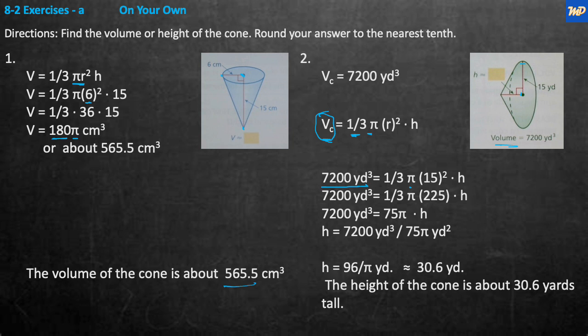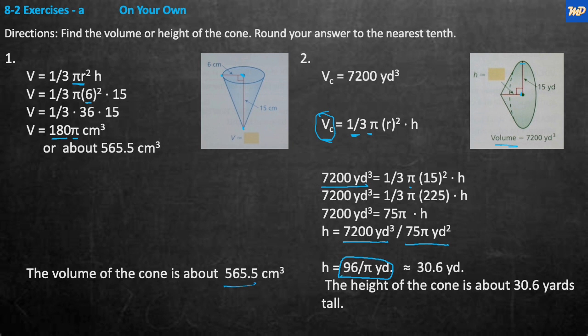Okay. A third of 225 is 75. So 7,200 cubic yards is equal to 75 pi square yards times h yards. Okay, so now we're finding h. We have 7,200 cubic yards divided by 75 pi yards squared. And when you do that, you're going to get h is equal to 96 pi yards.